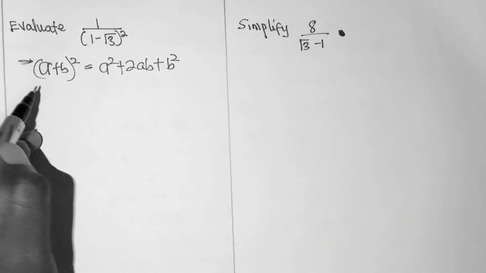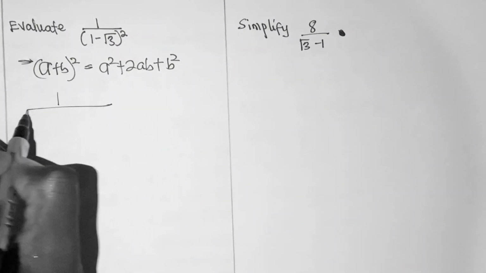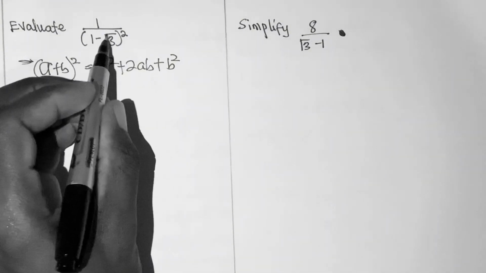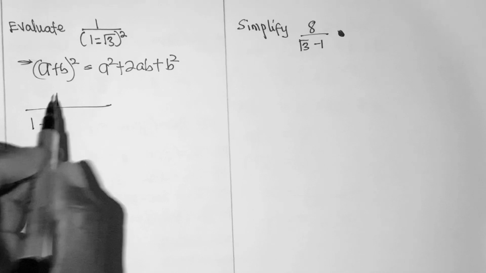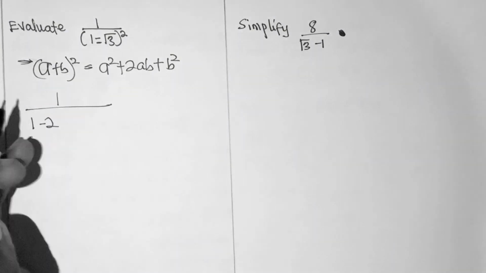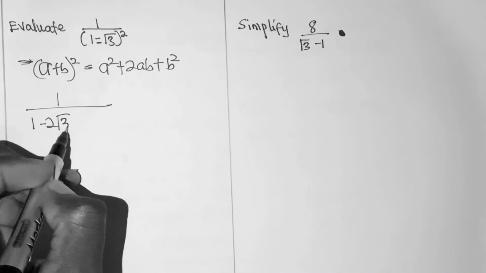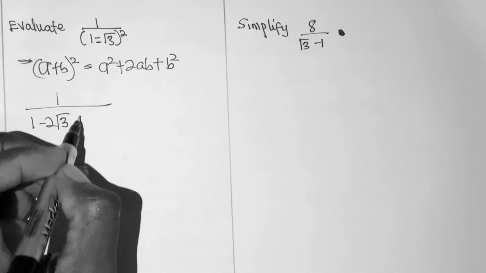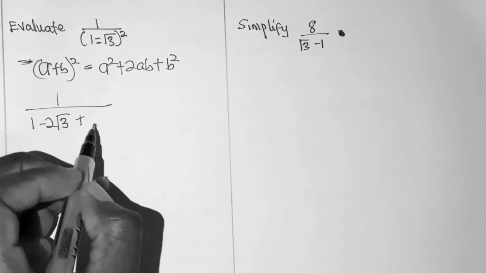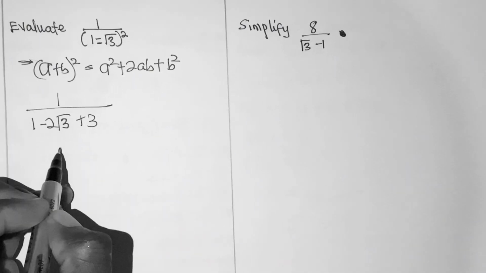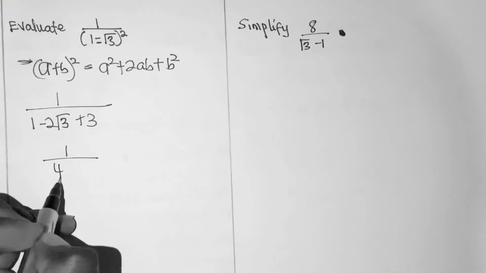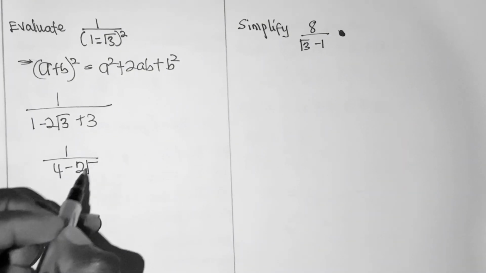So this becomes 1 divided by 1 squared, which is 1. Then the sign here is minus, so minus 2 times 1 times root 3, so here becomes 2 root 3. Then plus root 3 squared, which is 3. So this is equal to 1 divided by 1 plus 3, which is 4, so 4 minus 2 root 3.